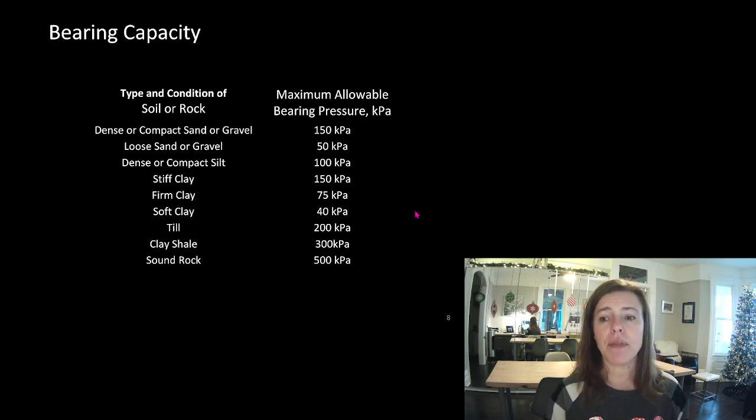All right, let's look at some of the bearing capacities that a geotechnical report might give us. So here are some maximum allowable bearing pressures. For dense or compact sand or gravel, 150 kPa. Let's look down here, soft clay, 40 kPa. That seems like a big difference. And then sound rock, 500 kPa. So there is a wide difference in soil capacities that we can't even know without somebody going and digging some holes in the ground to tell us what soil is there.